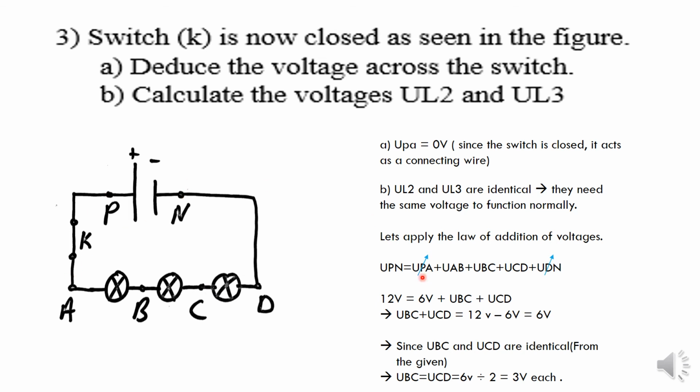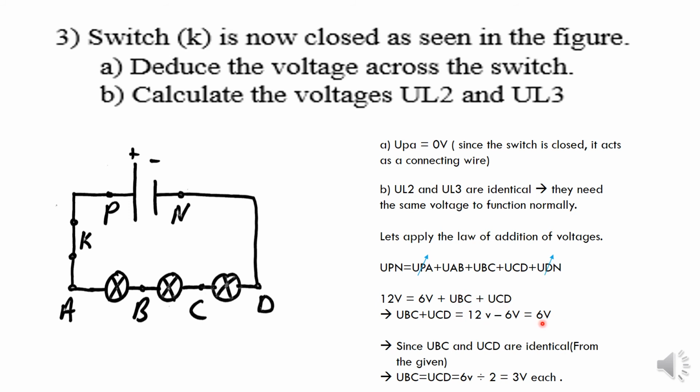UPA is crossed out. Why? Since we have a closed switch between these 2 points, the closed switch acts as a connecting wire, so we cross it out. UDN is also crossed out. Why? Since it is a connecting wire, it's equal to 0. Instead of UPN, we can write 12 volts, it's given. Instead of UAB, we can write 6 volts. And now we have UBC plus UCD. The remaining voltage for these 2 lamps equals 12 minus 6 equals 6 volts.